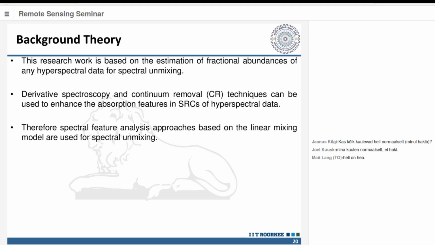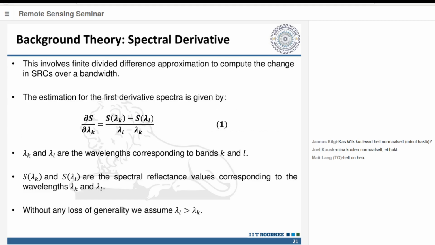Derivative spectroscopy and continuum removal techniques can be used to enhance the absorption features in spectral reflectance curves of hyperspectral data. Therefore, a spectral feature analysis approach based on the linear mixing model is used for spectral unmixing. So in the background theory, we have utilized the first spectral derivative. This involves a finite divided difference approximation to compute the change in the spectral reflectance curve over a bandwidth, and without any loss of generality, we assume lambda L is greater than lambda K. Both are the corresponding wavelength regions of a band.